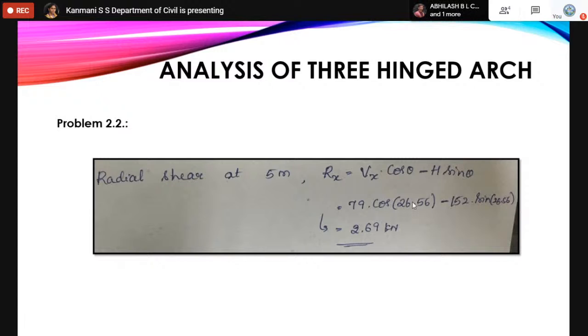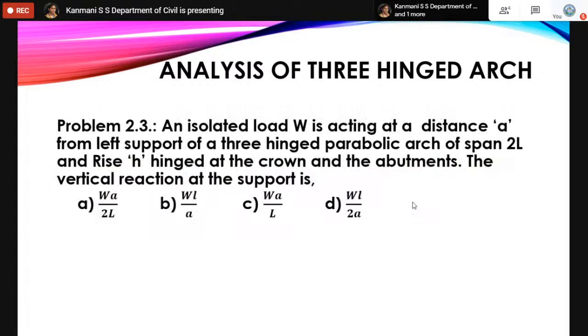But the question asked in the GATE exam will be something like this. Problem 2.3: An isolated load W is acting at a distance A from left support of a three-hinged parabolic arch of span 2L and rise H, hinged at the crown and the abutments. Once they say hinged at the crown and abutment, it's a three-hinged arch. The vertical reaction at the support is. So we have to check this clearly.